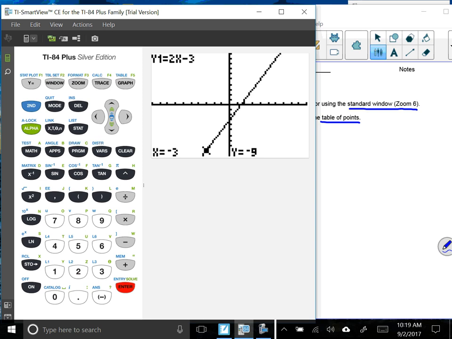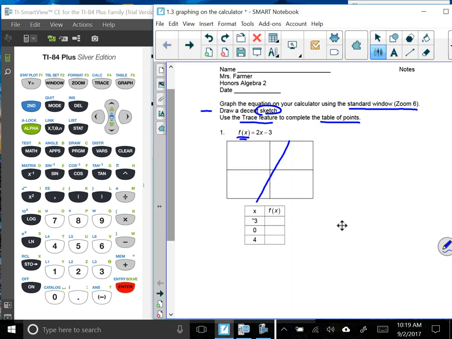As long as you don't push any other buttons, you can just go straight to the next x value that you want. You don't have to push the trace every time, as long as you don't touch anything else. Hit 0 and hit enter, and it takes you to the second point that I asked for in the table, 0, -3. And then again, the third point, this time 4, hit enter, and it takes you to the third point. So the work on your notes should look like this.